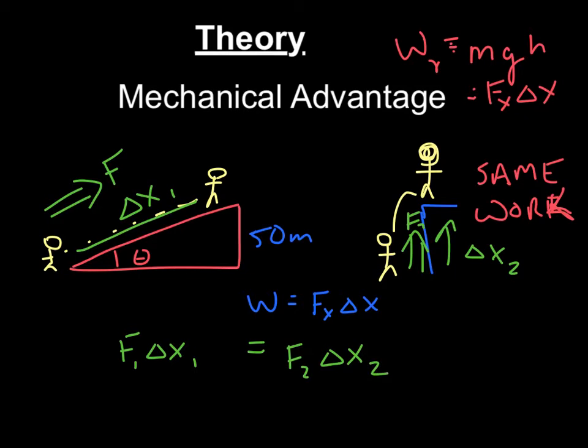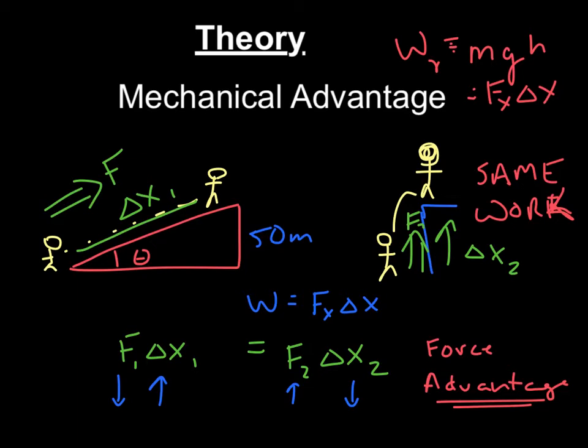Because this distance right here is bigger than this distance, that means this is larger, this is smaller, which means to compensate, the force you exert is smaller, and the force over here is bigger. So when we talk about mechanical advantage, you're looking for a force advantage. Don't get something for nothing. It's just an advantage in the amount of force you have to apply, because you have to apply the force over a longer distance.